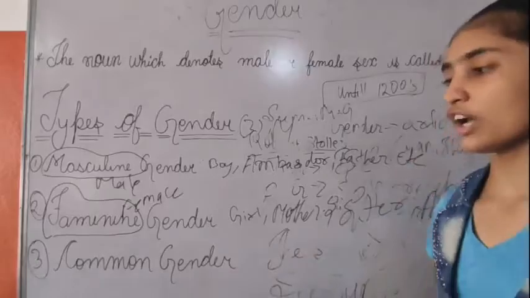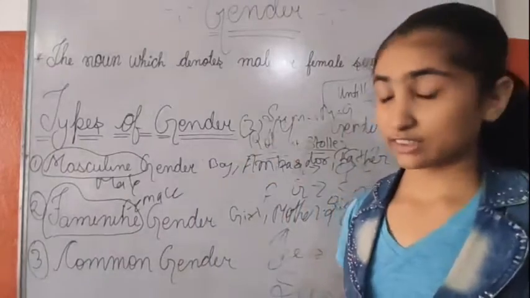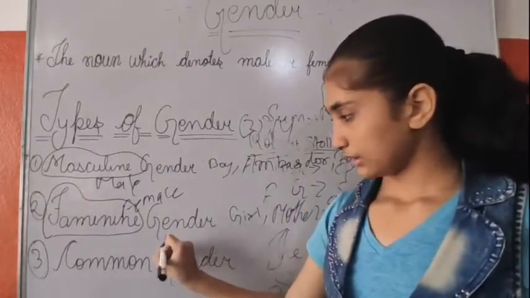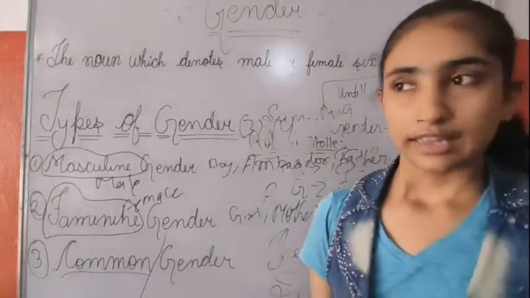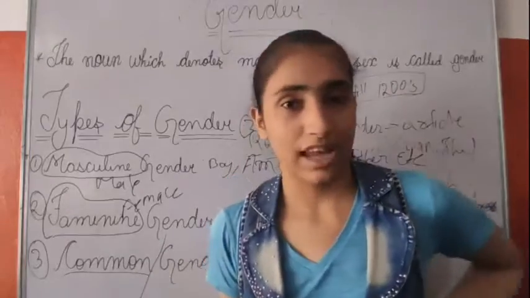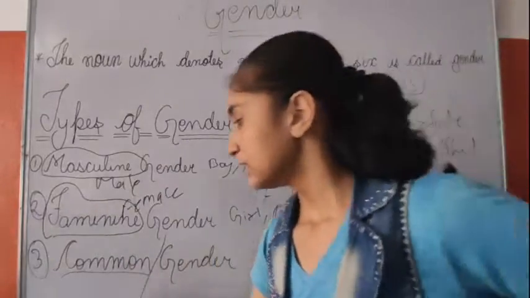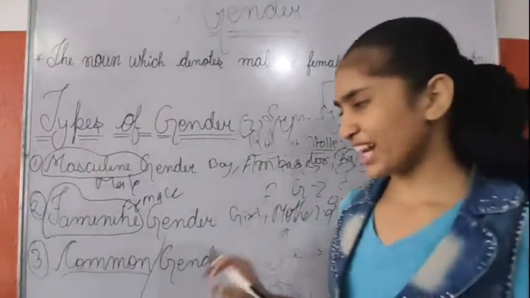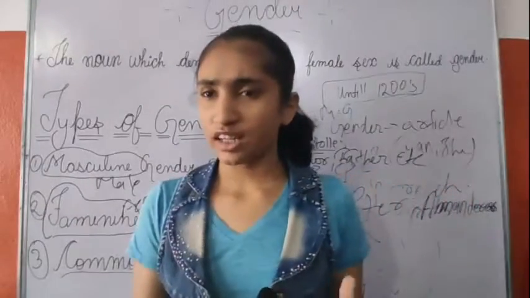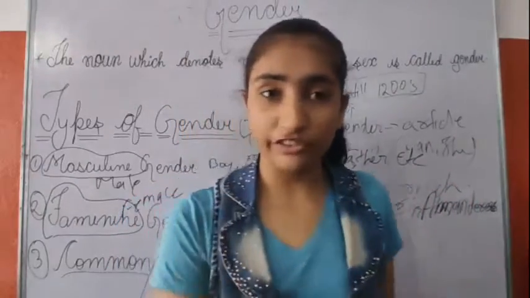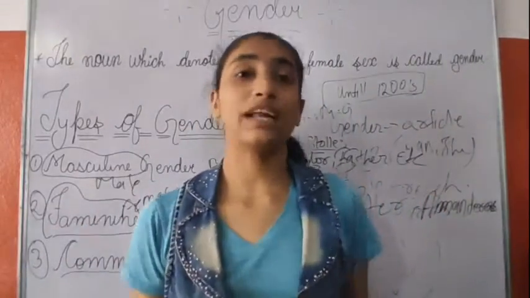But when they talk about the common gender, by the name you can identify the definition. Take these two words separately. Common means something that is known by everyone, and gender means whether the person is male or female. So the noun which cannot identify whether the person is male or female, but is a living thing, is known as common gender.